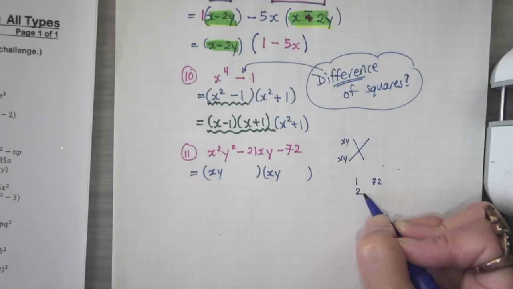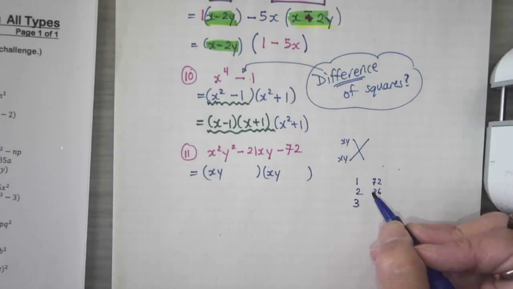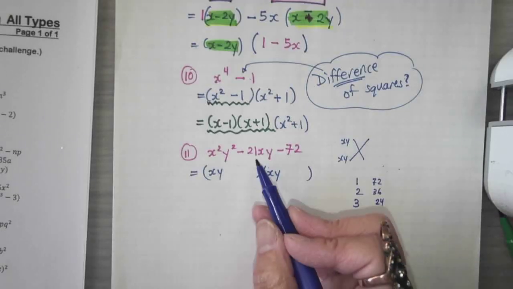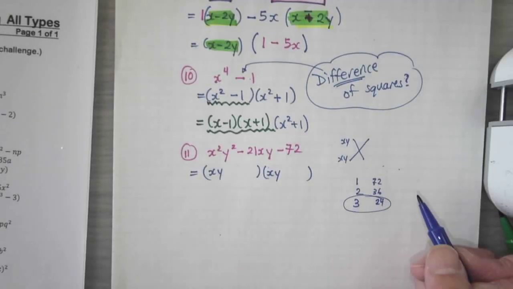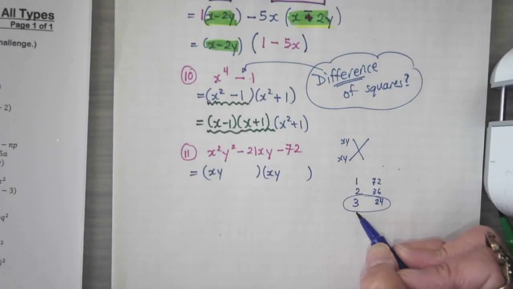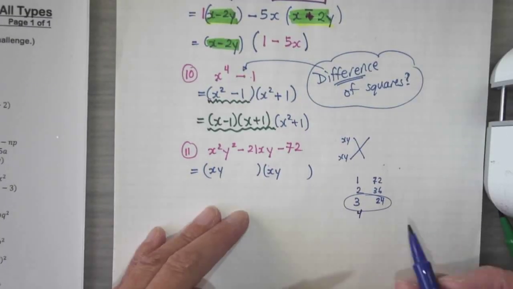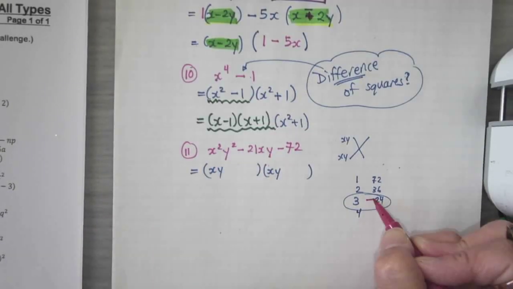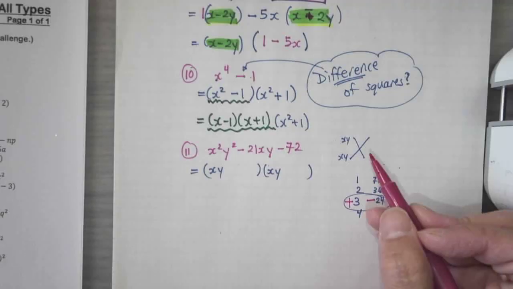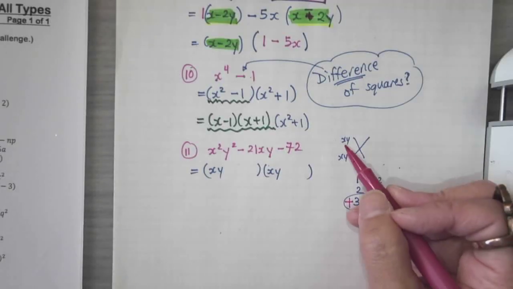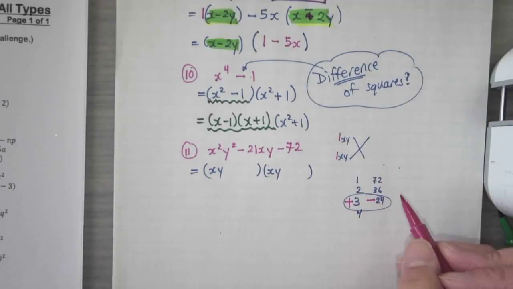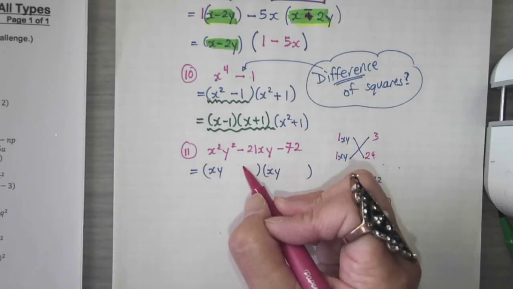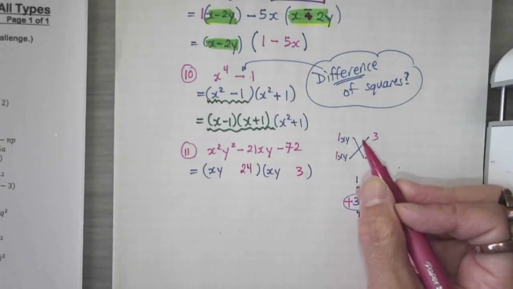So I have 1, 72, oh no, 2, 36, 3, 24, oh, 3 and 24, I already see it. So I'm not going to go any further. I could try 4, right? So 4 would work as well, but let's see if 3 and 24 works. That would work if I got negative 24 and a positive 3. So that would be xy, which is 1, and this would be 24 and 3. And we don't have to write it there because it's just the 24 and 3.